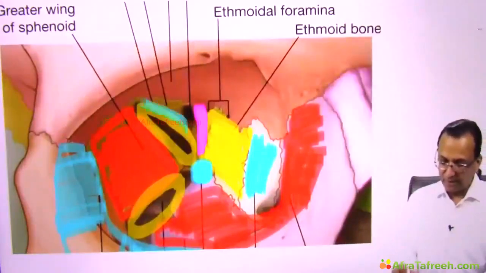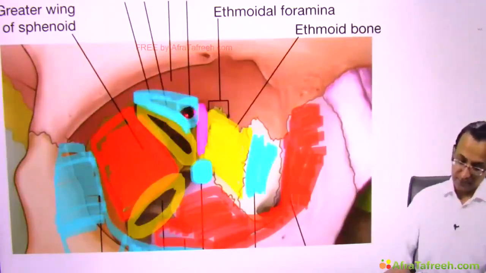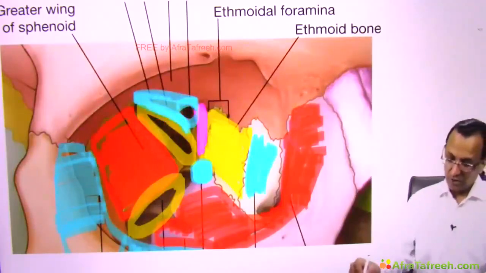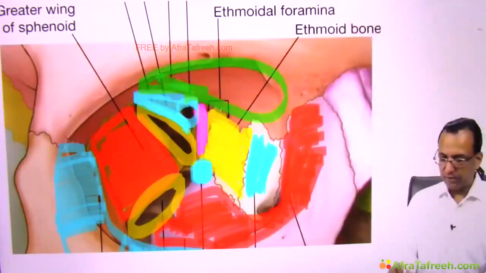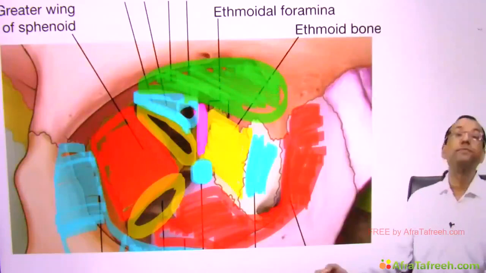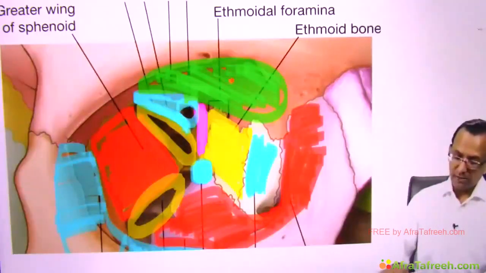This is the lesser wing having an opening called the optic canal. So this is the lesser wing of sphenoid having the opening optic canal. Then this must be the frontal bone at the roof. Yes, that is the frontal bone at the roof. Two bones at the roof: one is the frontal bone and the other is the lesser wing of sphenoid.